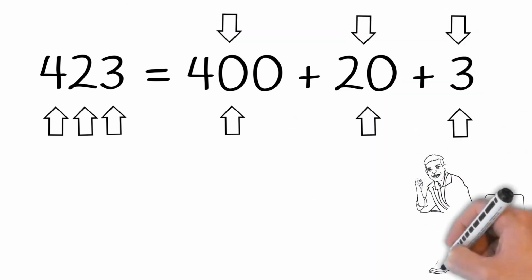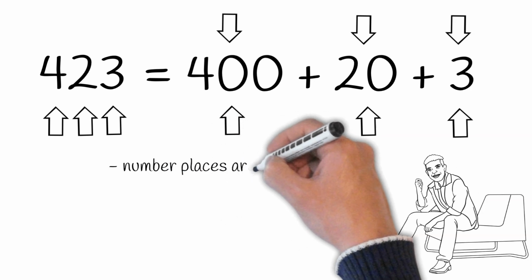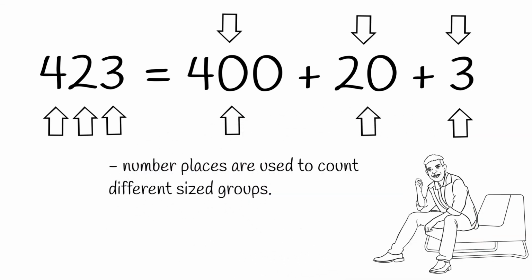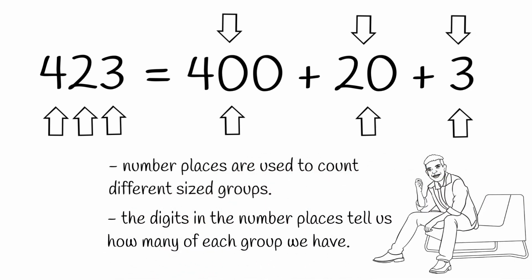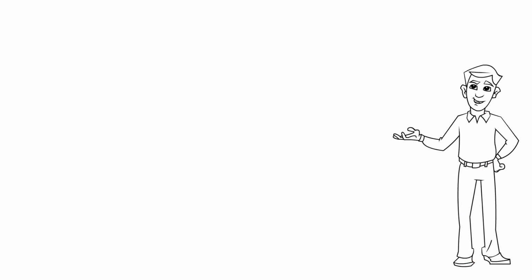Do you know now how our base 10 number system works? Number places are used to count different size groups. Each group is 10 times bigger than the next, and the digits in the number places tell us how many of each group we have. Now you know how our base 10 number system works, and I hope you've learned something today from us.